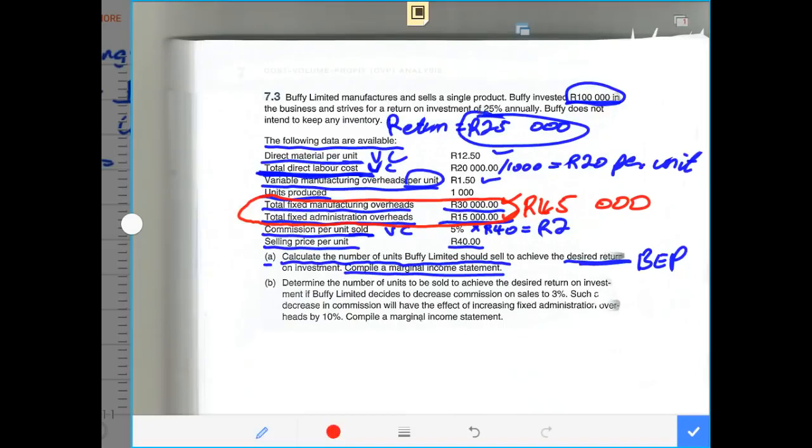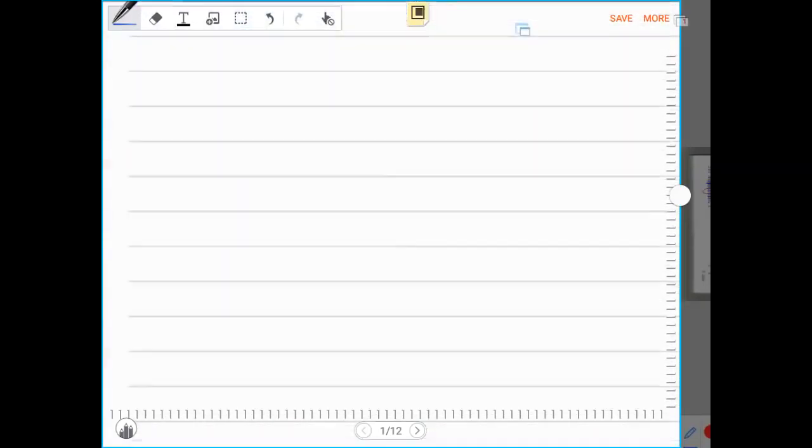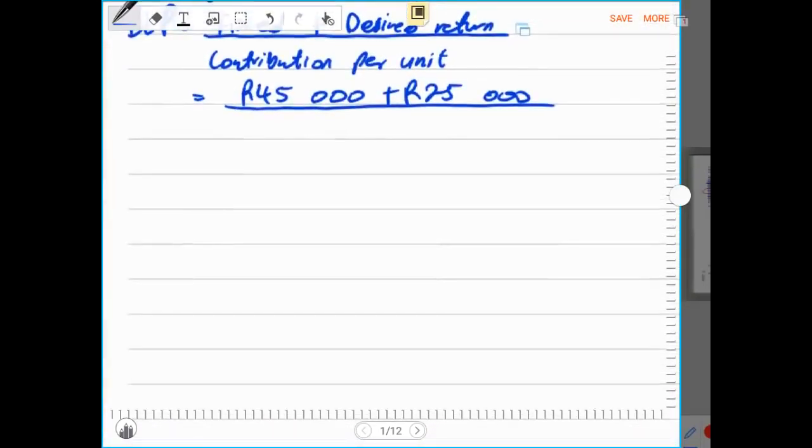Then we also know that our desired profit is 25,000 rands. And as I said to you, whenever you calculate the break-even point and there's a desired return, you also need to add the desired return. So we say 45,000 plus the desired return of 25,000 rands. Then we have to divide by contribution per unit, or marginal contribution per unit. We still have to do some calculations in order to get to the marginal contribution per unit. So let us calculate our marginal contribution per unit.